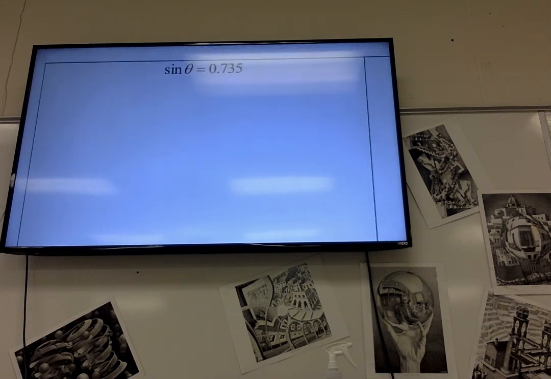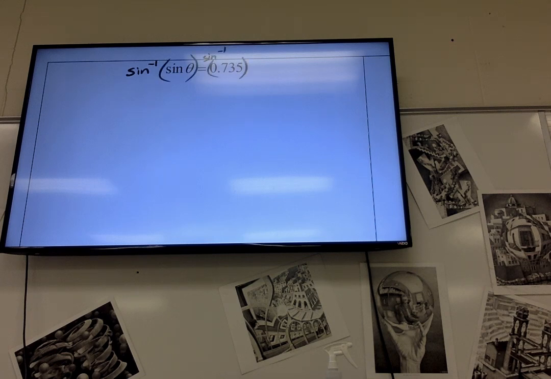We can do that. Okay, so first, this is the part you can definitely use a calculator for. To find theta, when you have this weird decimal, how can I figure out what theta is? Inverse. Yes, I do the inverse sine of both sides, because inverse and regular sine cancel out, and you get theta equals the inverse sine of 0.735.